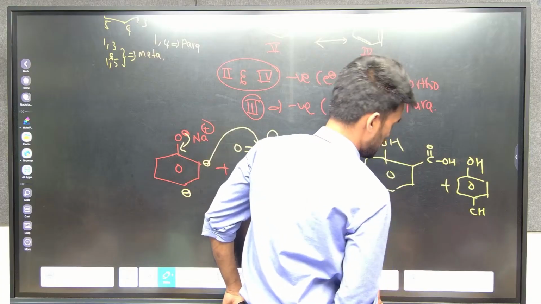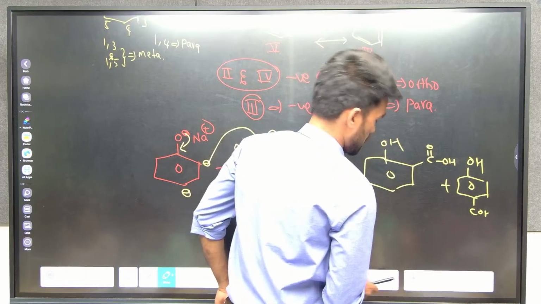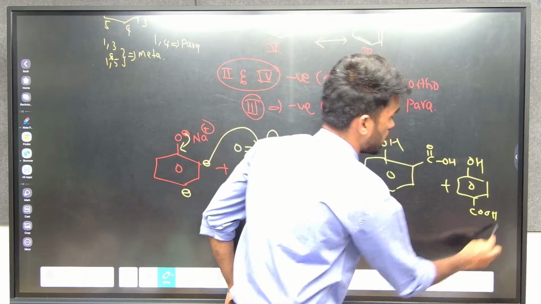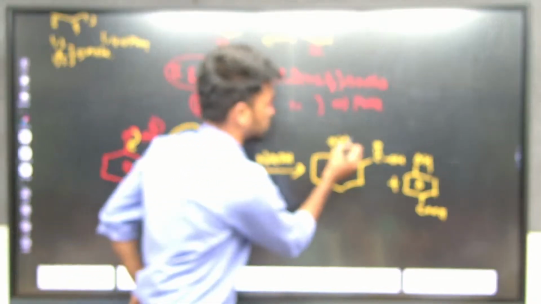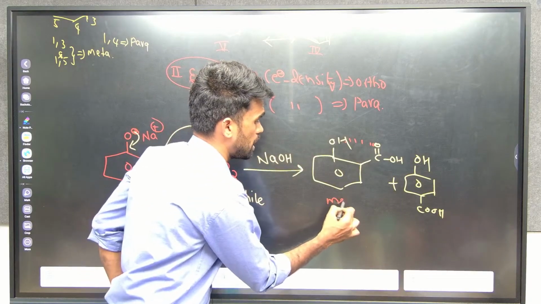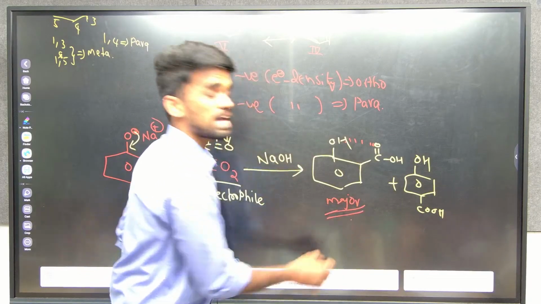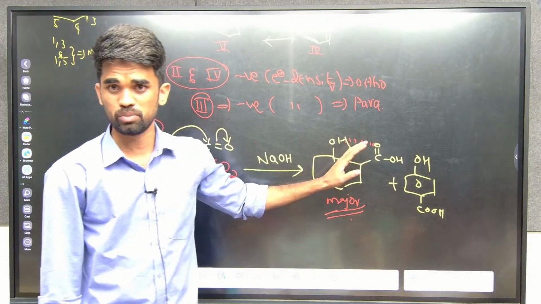Sir, how can we decide which is the major product here? Yeah, that depends on further factors like hydrogen bonding. Between this oxygen and this hydrogen and this oxygen there is hydrogen bonding. That's why this is called the major product. Like salicylic acid is the major product, you are saying now. So why? Because it has hydrogen bonding.